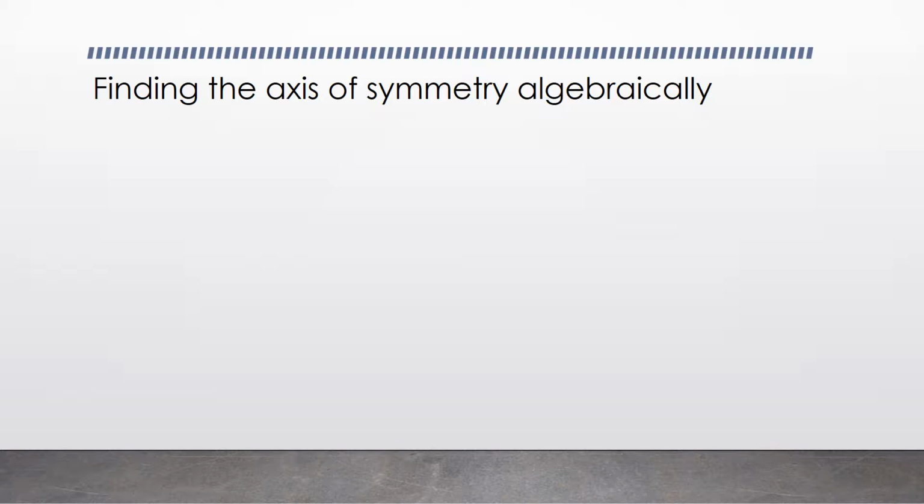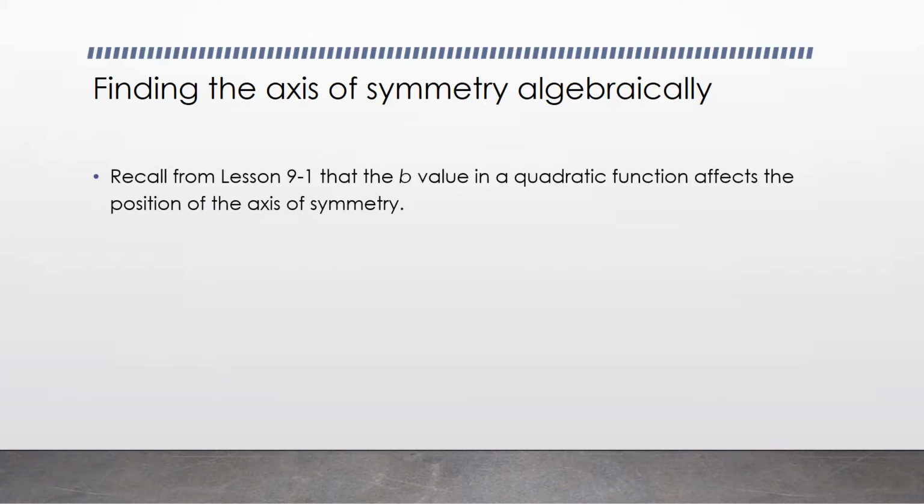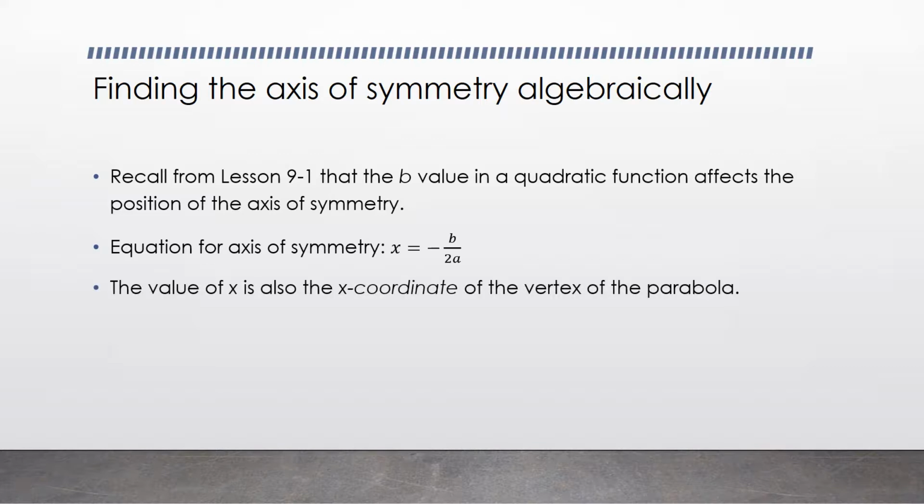Here's how we find the axis of symmetry algebraically. Recall from last lesson that the b value in the quadratic function affects the position of the axis of symmetry. The formula for finding the axis of symmetry algebraically is x equals negative b over 2a. Remember that the axis of symmetry is a line. The value of x also gives us the x-coordinate of the vertex of the parabola.